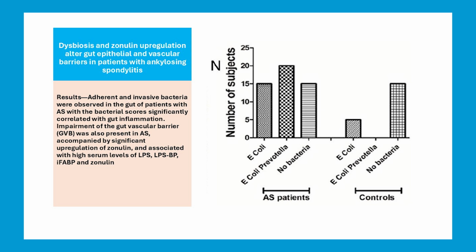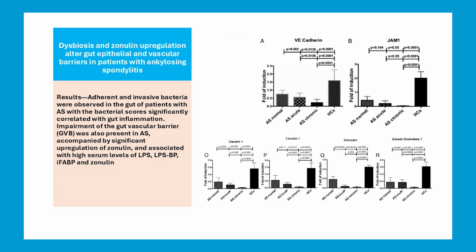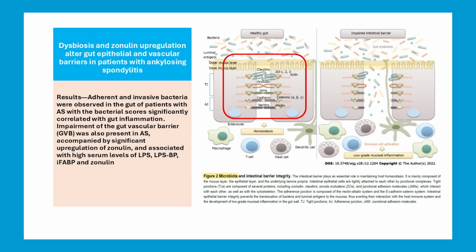With this pathogenesis, zonulin levels, as seen in G, are much higher in AS subjects, especially AS chronic, as compared to healthy controls. Remember, zonulin is that thing that our bodies secrete in response to a challenge in the gut, which causes the cells which line the gut to separate. And we see that with these two, which show that all of these factors of gut integrity, cadherin, JAM, claudins, and zonula occludens, are significantly reduced in AS. These are all great examples of the connection between dysbiosis, gut permeability, and diseases, in this case, AS, ankylosing spondylitis.